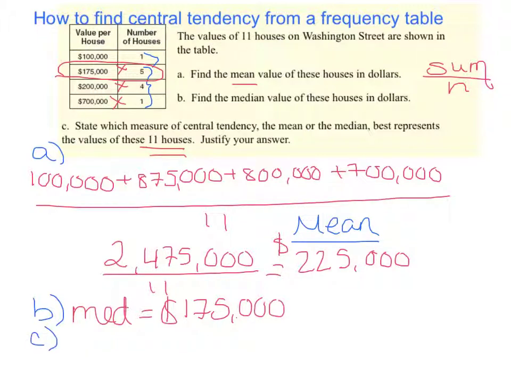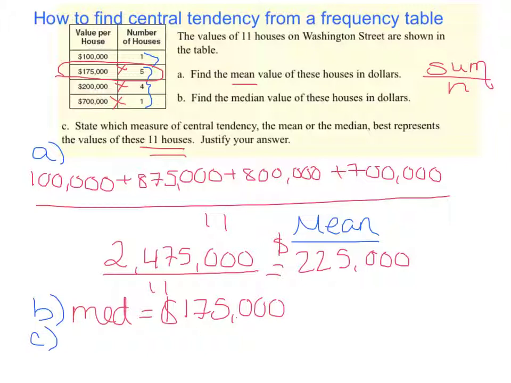Question C asked me to state which measure of central tendency, the mean or median, best represents the values of these 11 houses. When I first consider my mean, the average, I have to take a look at where the majority of my houses are. The majority of my houses are below $225,000. Only one house exists above the mean for $700,000. The mean is not the best representation.